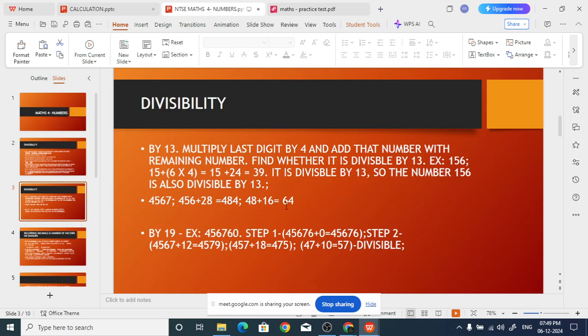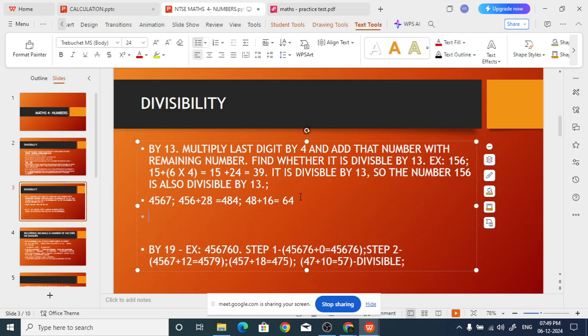So that number is also not divisible by 13. Okay. One more number we will try, for the benefit of all: 12345678. Now you find whether it is divisible by 13 or not. What should you do? You should multiply the last digit by 4, no? 8 into 4 is 32. Add that to the remaining number. Like that you have to do. It takes time, but you do it. Nothing wrong.